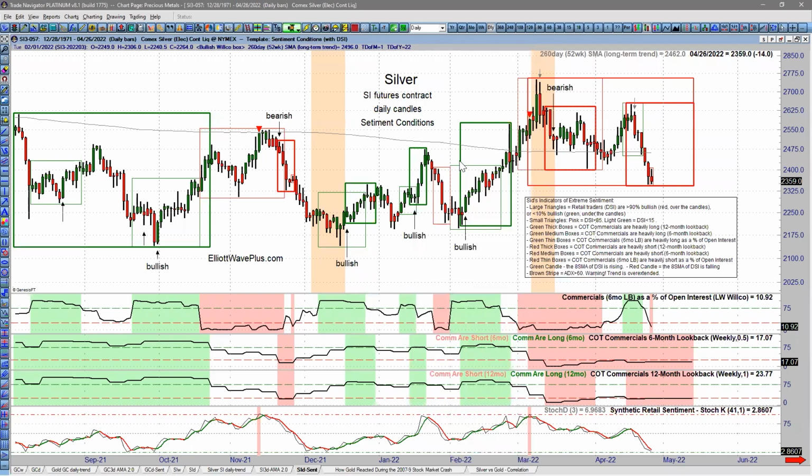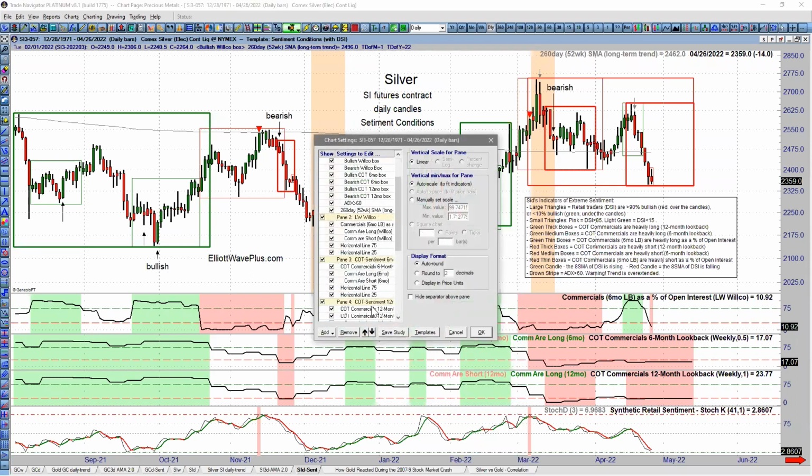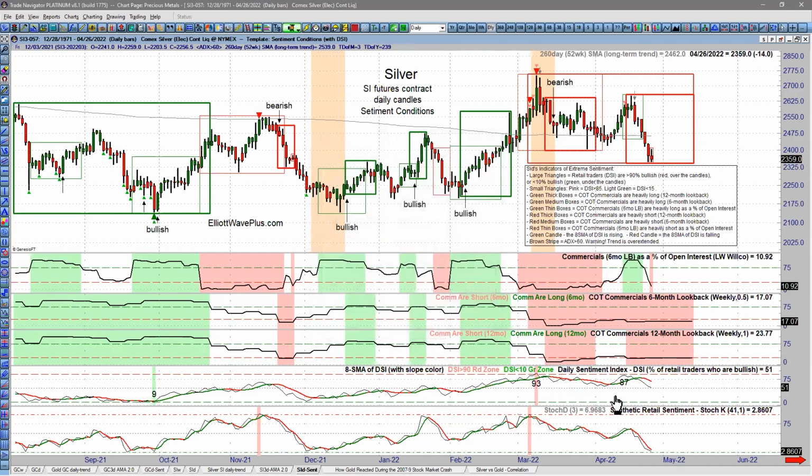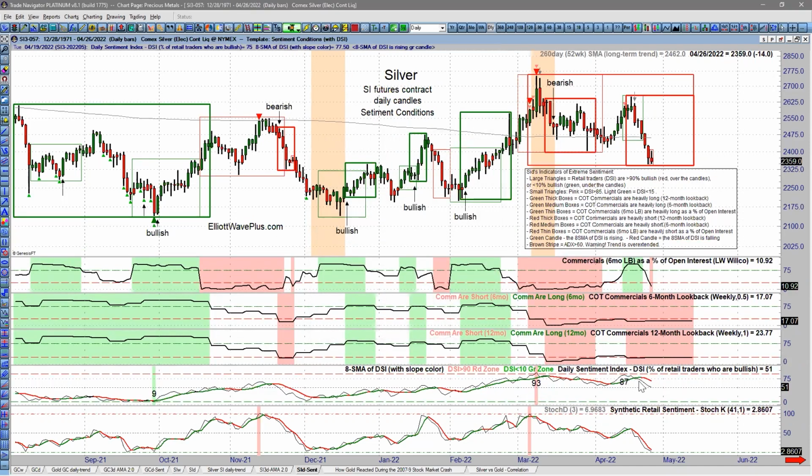And I'm going to put both of those indicators up there on the same chart, the DSI and my synthetic retail, and they're both incredibly valuable, because this is what's showing us that the retail traders are only back to 50%. They're back to neutral. Commercials are still heavily short. There's a lot of room left for them to continue on lower.